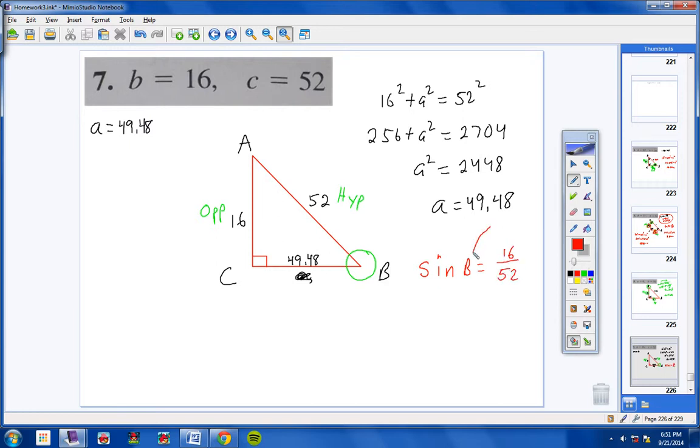Because we're looking for an angle, you would hit second sine on your calculator, and then type in 16 divided by 52, and you should get 17.920. So the measure of angle B would equal 17.92. All right.